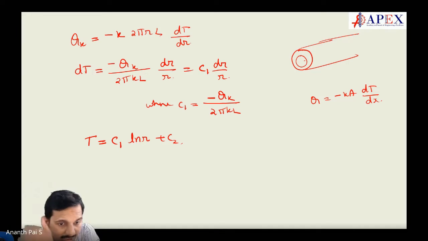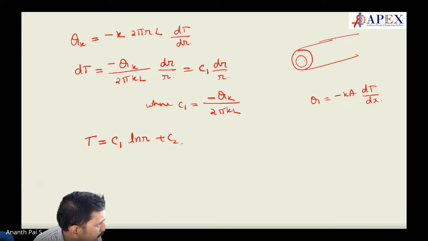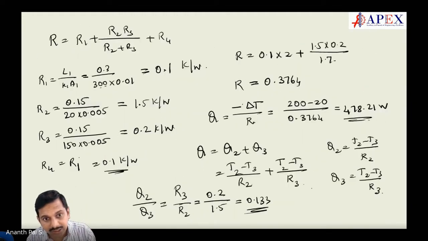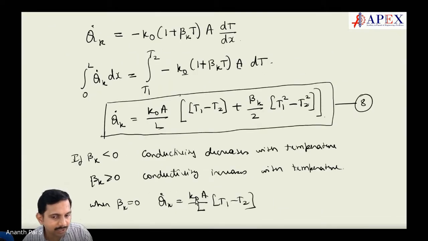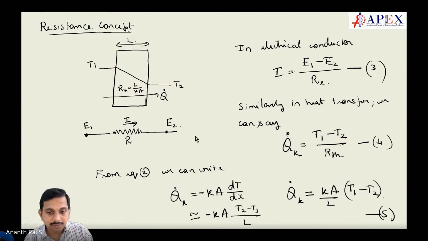So how is the variation of temperature? It is a logarithmic variation. If you consider a slab, how is the variation? It is a linear variation. This might come as a theory question. The variation of temperature in a thick cylinder from inside to the outside is logarithmic. It is not linear, whereas here in the slab, it is linear. Observe, it is linear, right? Where did we have that T?